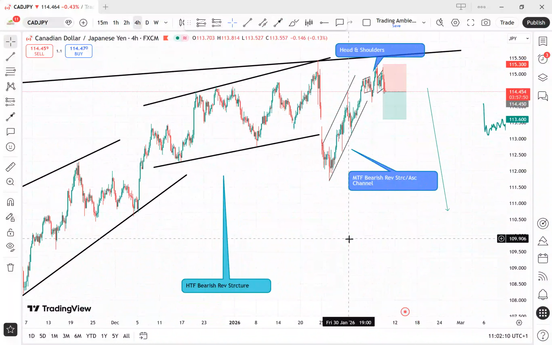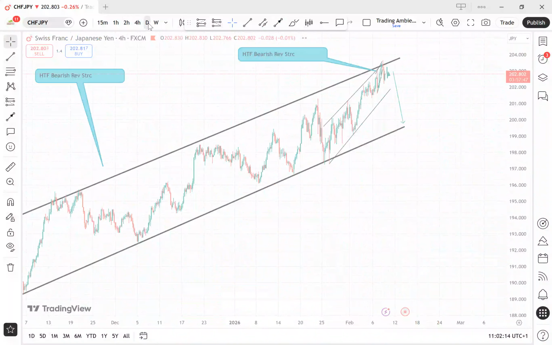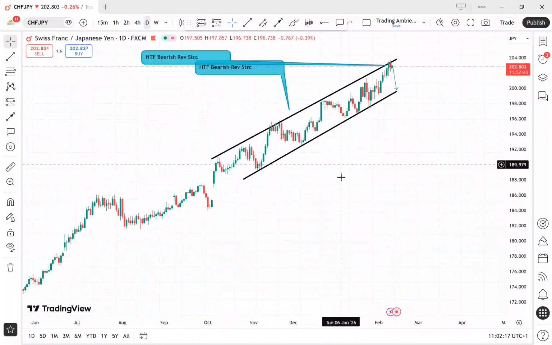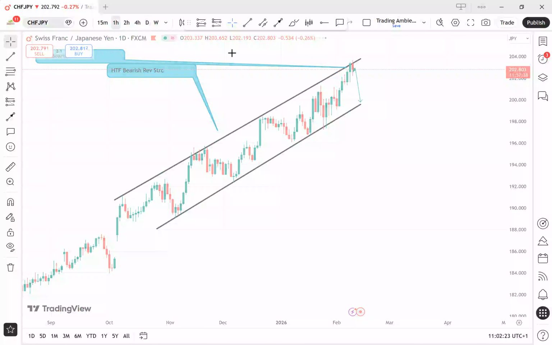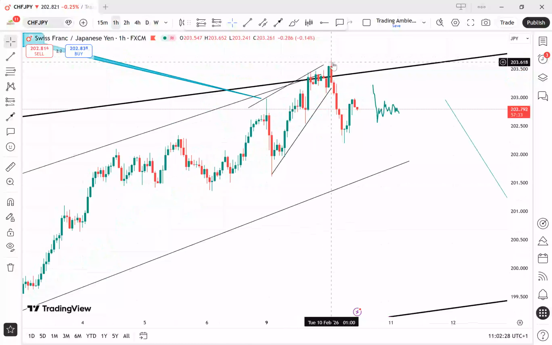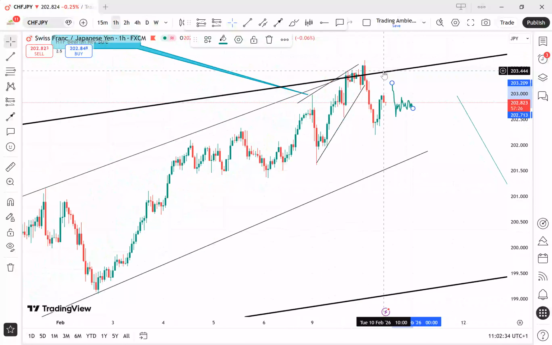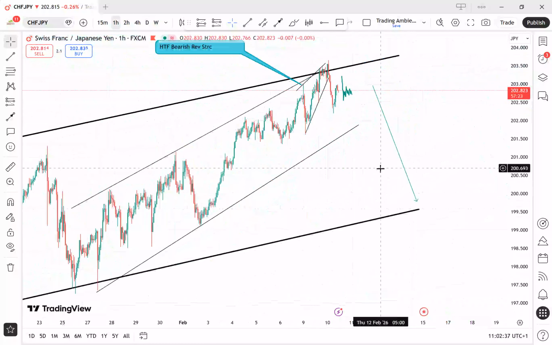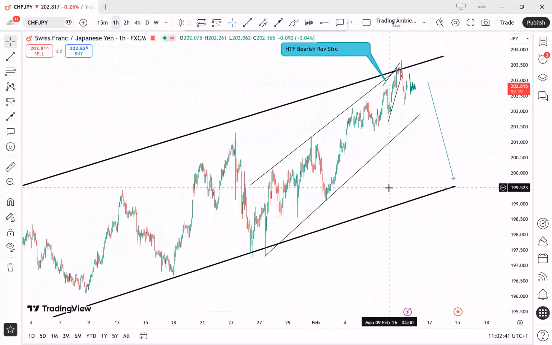So for CHF on the daily time frame, we have this ascending structure, and price is presently at the high of that ascending structure. So go down to the mid time frame. Right here, we have another ascending structure, an ascending wedge, and the price has already broken out. So I'm looking forward to see a type of bearish continuation structure here that will push the price down to this low on CHF JPY.